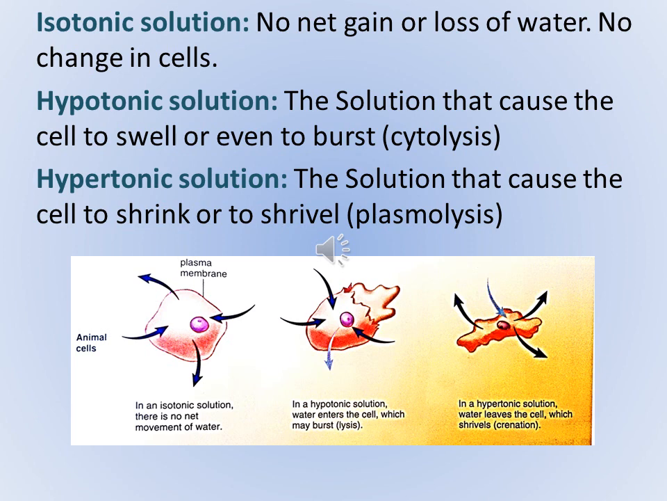In a hypertonic solution, the solution causes the cell to shrink or shrivel, which is called plasmolysis. It is a solution with higher concentration of solute, which means lower concentration of water than inside the cell. So if a cell is placed in a hypertonic solution, water leaves the cell, the net movement of water is from inside to outside of the cell, and this is called plasmolysis or shrinkage of the cell.